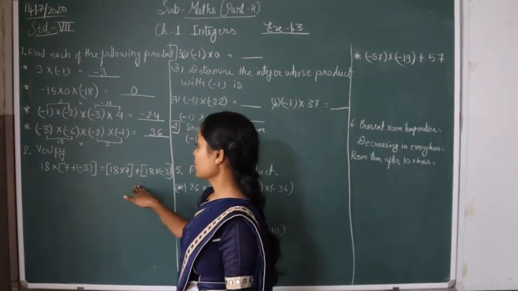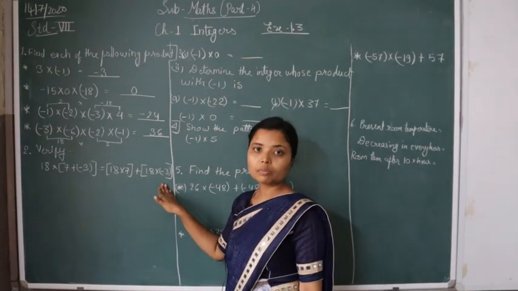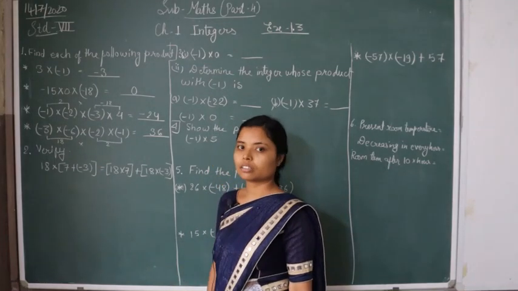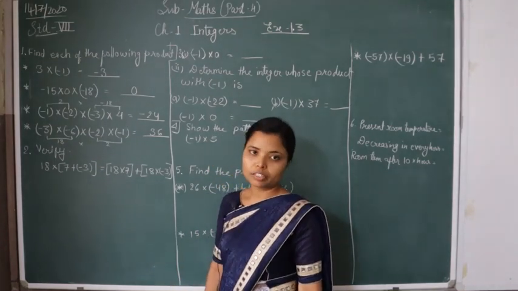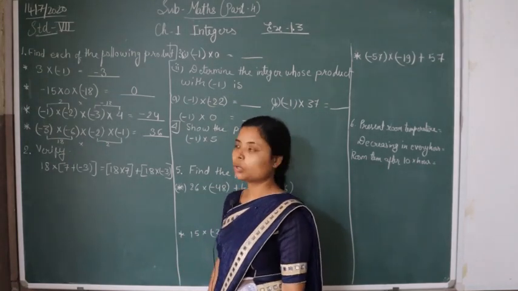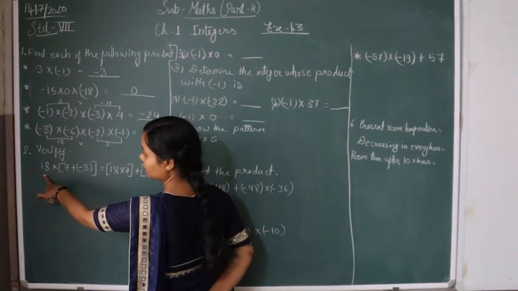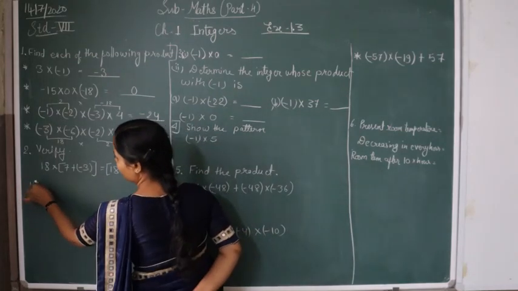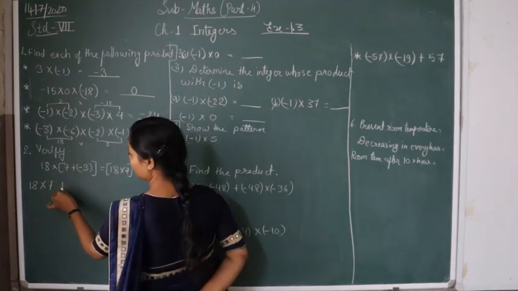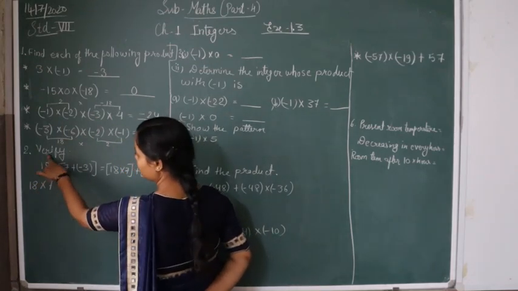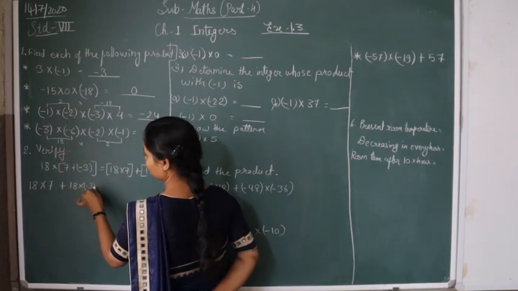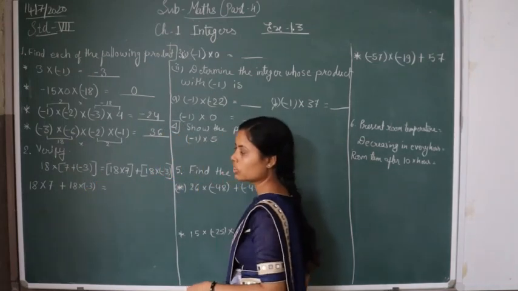Next question is verify. We have an equation. So when we solve this and get equal answers, then it will be verified. If we don't get equal answers, then we put the not-equal symbol. So look at here, 18 is multiplied by 7. We write 18 multiplied by 7, then put the symbol of addition. Then 18 is multiplied by minus 3. Put the symbol of equal to.